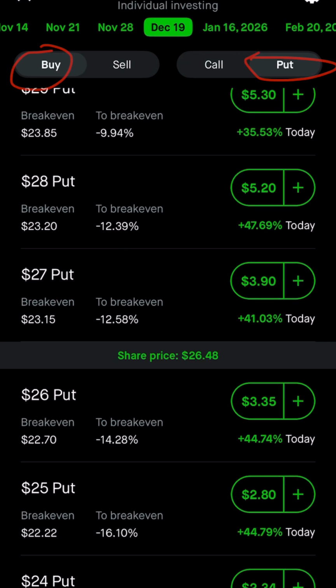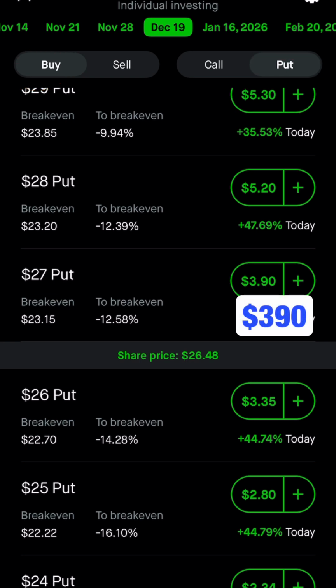When you buy a put, in this case for the $27, you are paying the $390 to control 100 shares of the stock. You are betting that the stock price will decrease. If you're correct and the stock price decreases, you make money. But remember, for this one, you pay money to control the 100 shares.